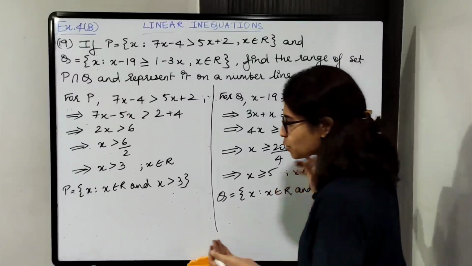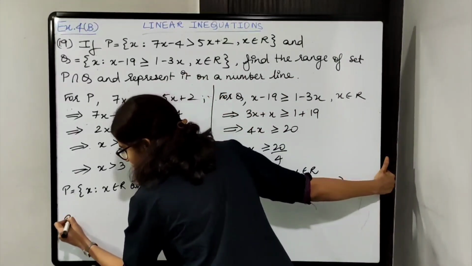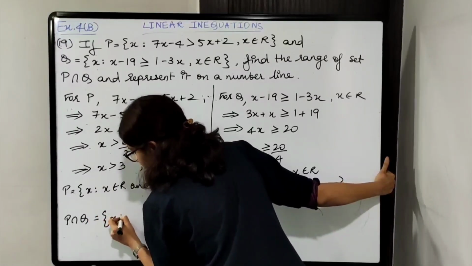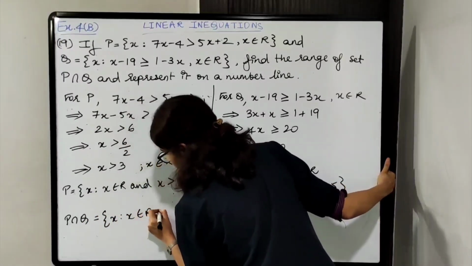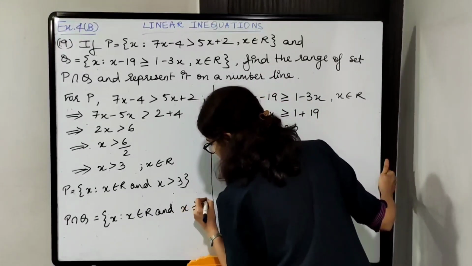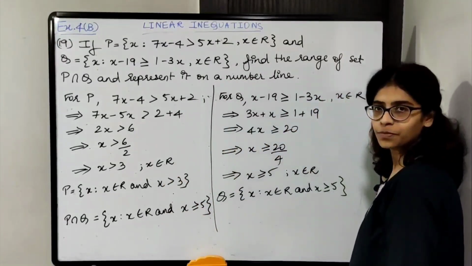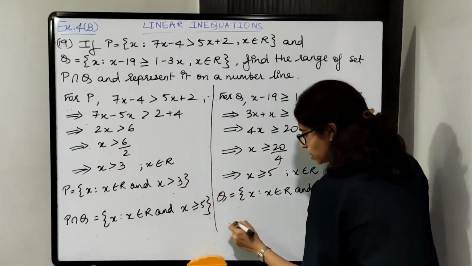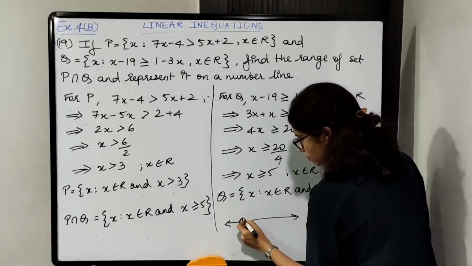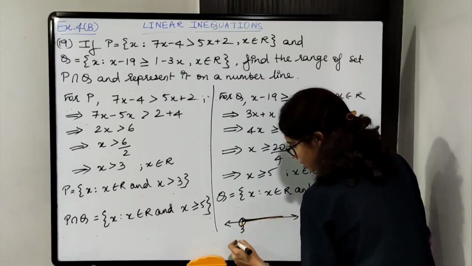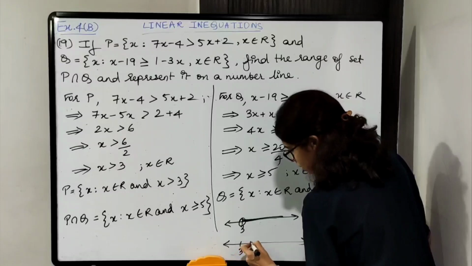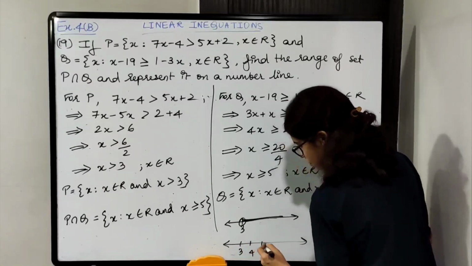Okay, so P intersection Q is the set of all x such that x belongs to R and x is greater than or equal to 5. I'll just explain this with the help of a number line. P is greater than 3. Q is greater than or equal to 5.